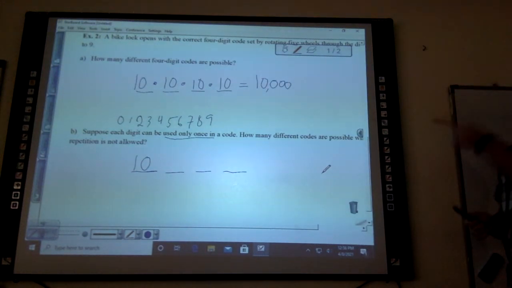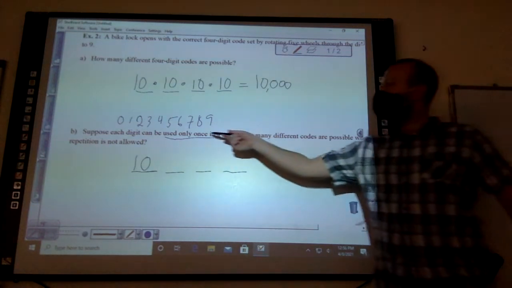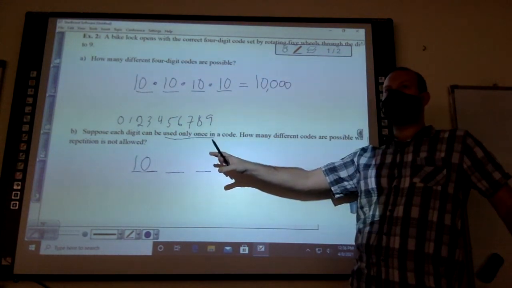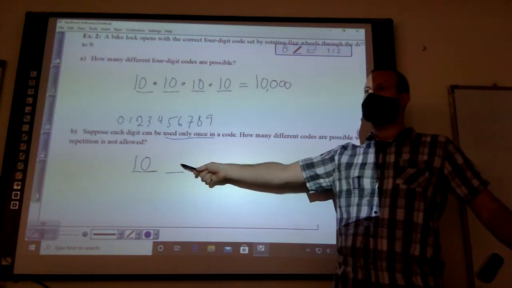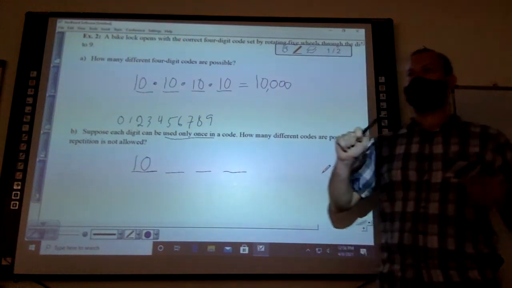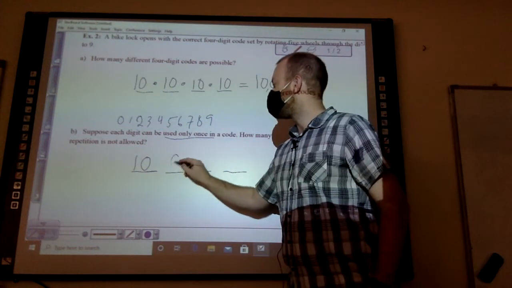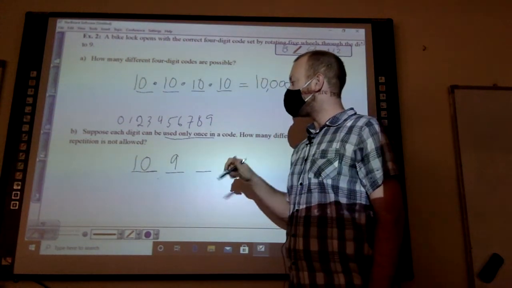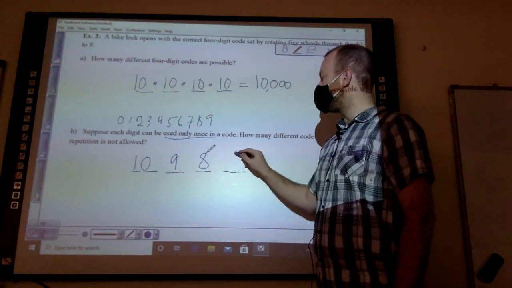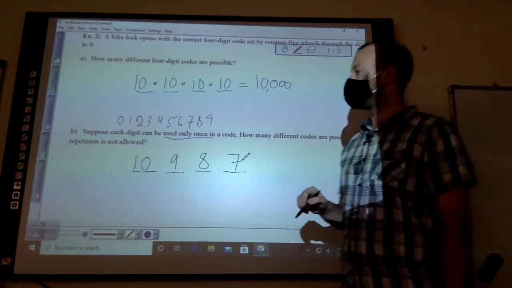Once I've picked that first digit, because I'm only allowed to use that number once, whatever number I picked in the first spot can no longer be picked in the second. So how many options do I have left for the second spot? 9. And now I've used up 2 digits, so then I've got 8. And I've used up 3 digits, and now I've got 7.